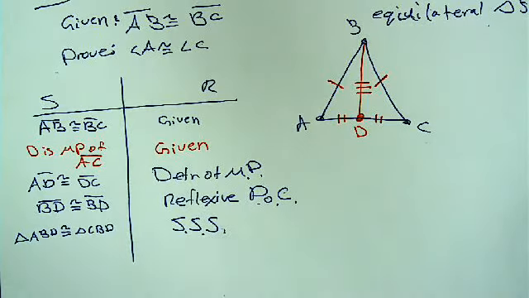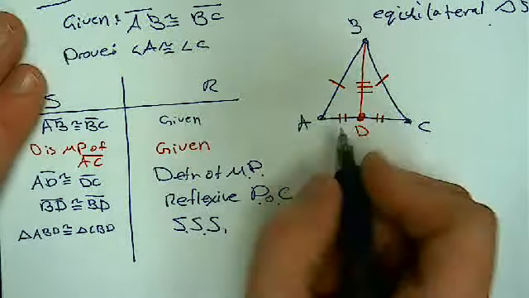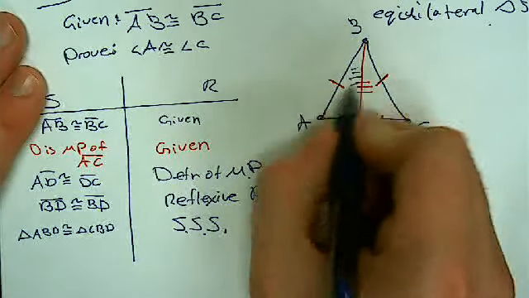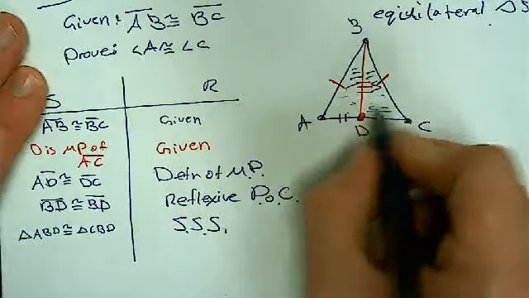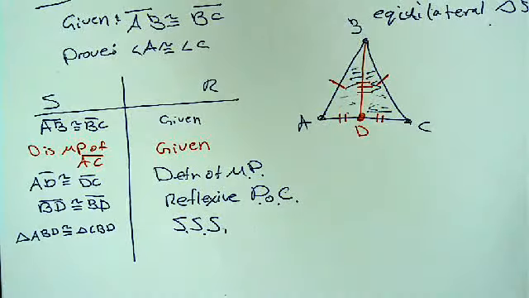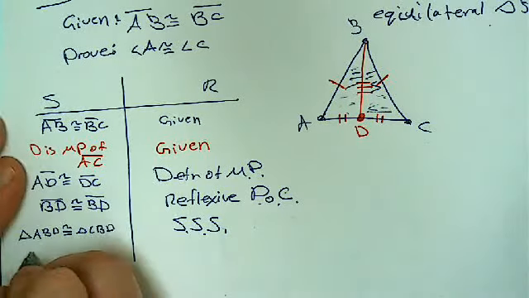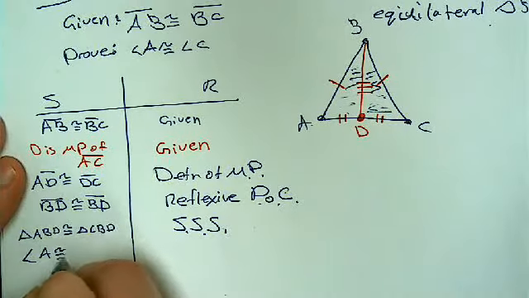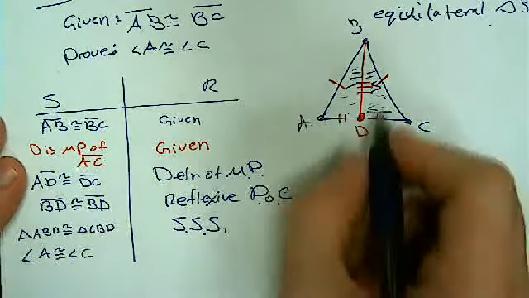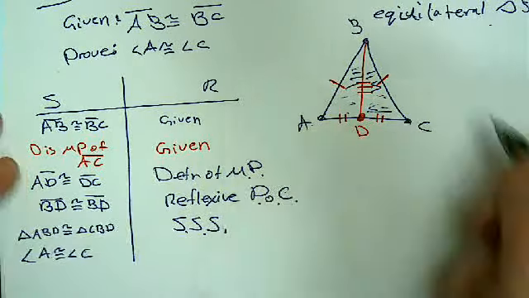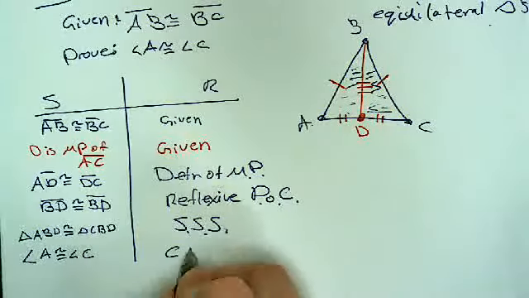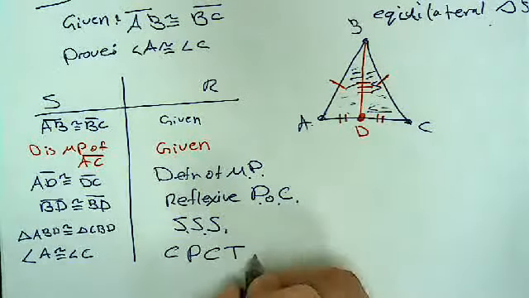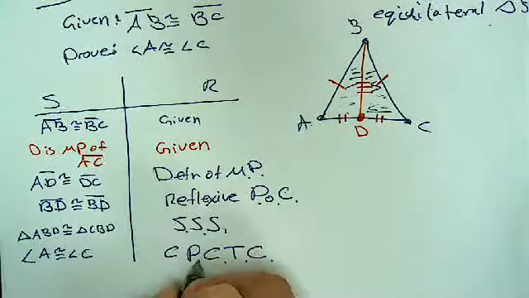And now the last thing I can say is, well, if these 2 triangles, this triangle here and this triangle here, are congruent to each other, that must mean that every corresponding pairing between them has to be congruent. So angle A is congruent to angle C. So these are corresponding parts of congruent triangles and are therefore congruent.